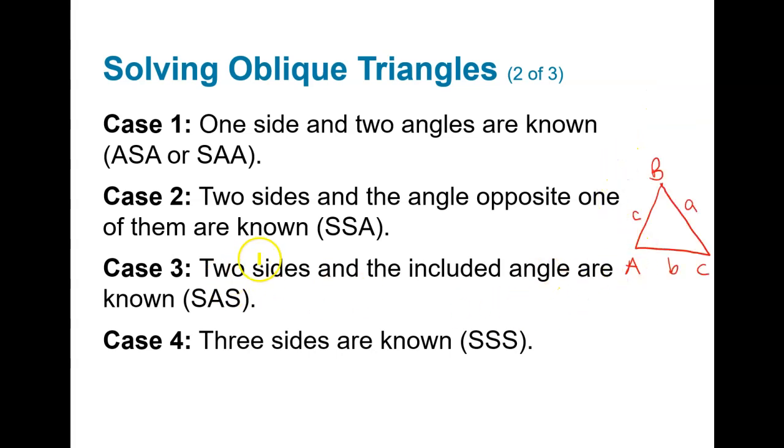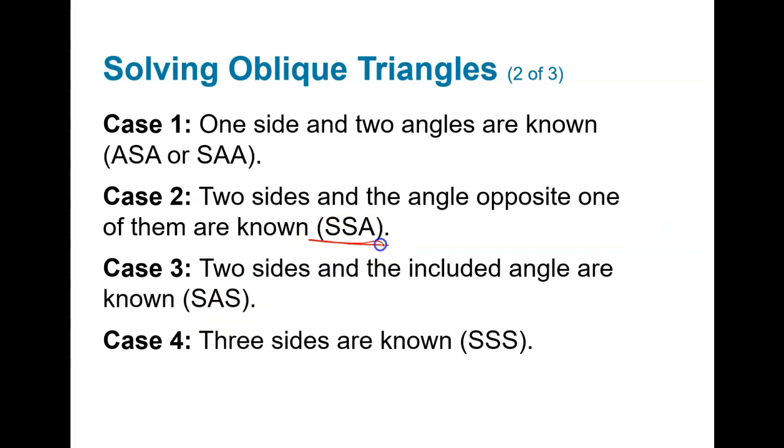All right, case 2, SSA. That means I know two side lengths. Let's say I know side length C and side length A. I know two sides, but I don't know the angle between them. If I knew the angle between them, that would be angle B, and that would be SAS, which we have down there in case 3. But if the angle I knew was, let's say, C, over here, that's SSA. Two side lengths are known, but the angle that is known is not between the two side lengths.